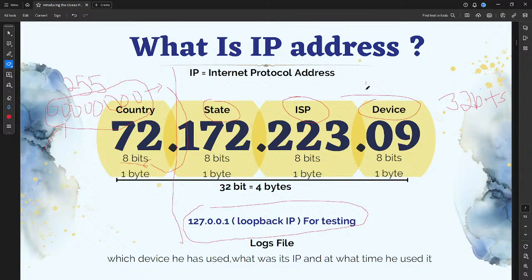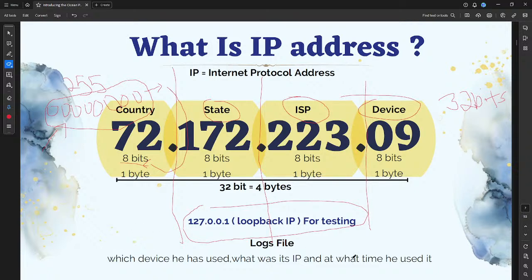Definitely it will be on the last octet. So your device will hold the last octet bits, and before that, second to the last, are the bits from your ISP, which is your internet service provider. For now, don't worry how these addresses are designated. Just understand what an IP address comprises. We are going to take it step by step. And then of course we have the state, and finally the country.